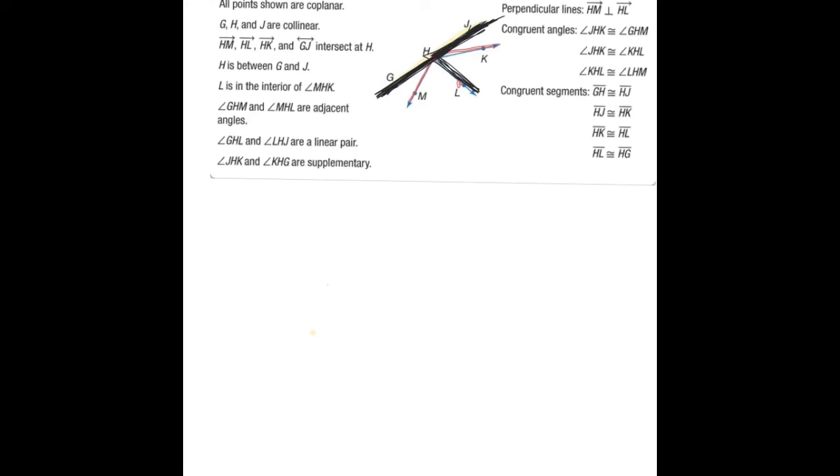Okay? Things that cannot be assumed. You cannot assume that lines are perpendicular. The only way that you can determine that something is perpendicular is if it has a right angle marked. A right angle tells you that they're perpendicular. You also cannot assume congruence. You can't look at something and just assume that they are congruent.